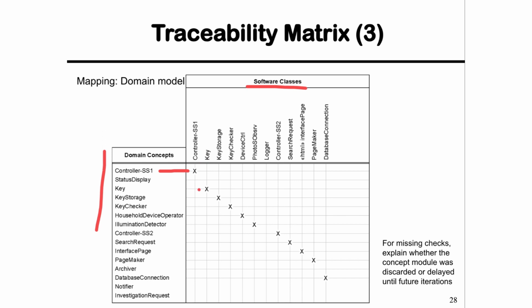You should be able to map each concept module to a software class. If you fail to map any concept module to a specific software class, then you should document the reason behind it. Sometimes the concept modules might be irrelevant when you get to know more about the system. So you have to write the reason behind not mapping your concept modules to software classes by using this traceability matrix methodology. That's all for this chapter.